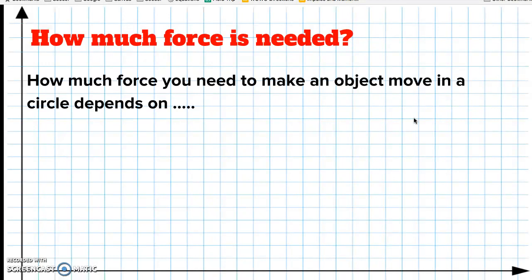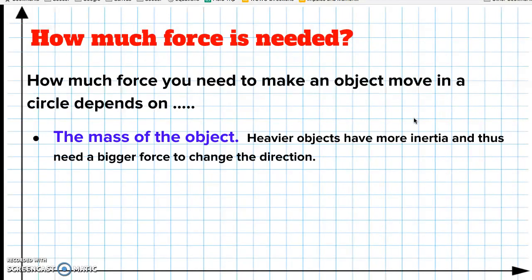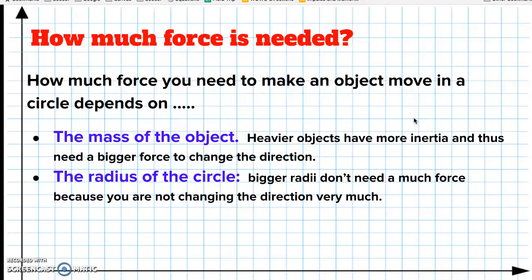How much force do you need to make an object move in a circle depends on three things. First of all, it depends on the mass of an object, how heavy it is, because heavier objects have more inertia and they require bigger forces to make them change speed or direction. It depends on the radius of a circle. If it's a very big radius of a circle, that's pretty close to a straight line and you don't need a whole lot of force. But if you're trying to make it go in a very small radius, that's a very tight circle, you have to apply a very large force. So the force you need is going to be inversely dependent on the radius, because the bigger the radius, the smaller the force you're going to need.